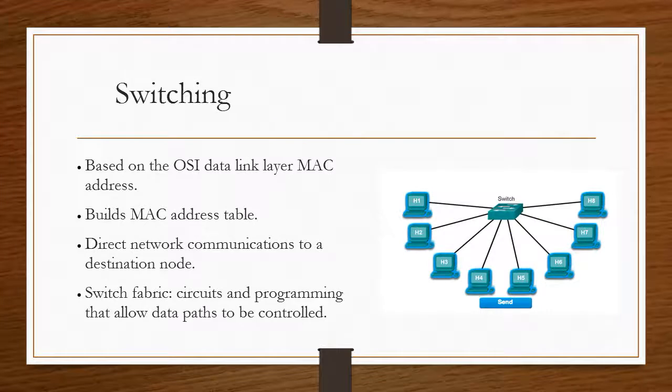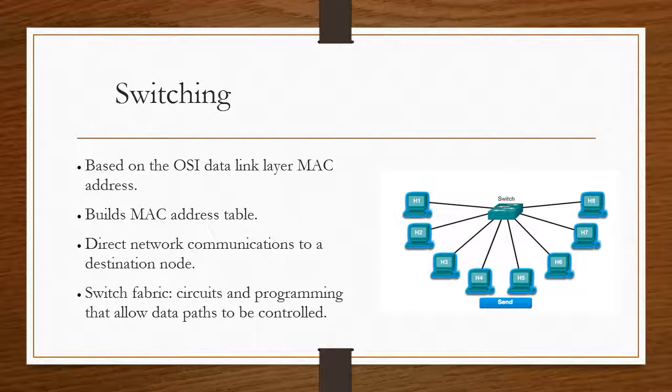Now we're going to talk about switching. A layer 2 LAN switch performs switching and filtering based only on the OSI data link layer MAC address. A switch is completely transparent to network protocols and user applications. A layer 2 switch builds a MAC address table that it uses to make forwarding decisions.